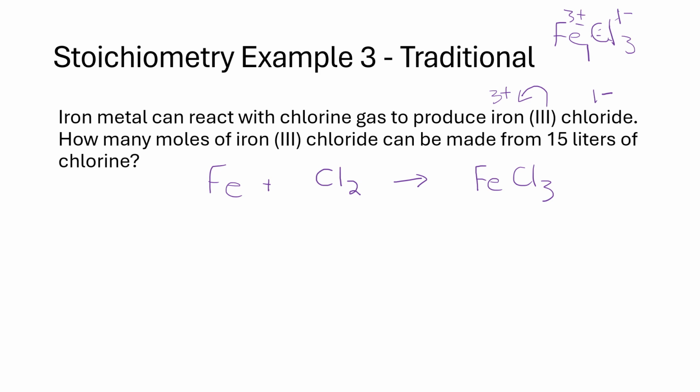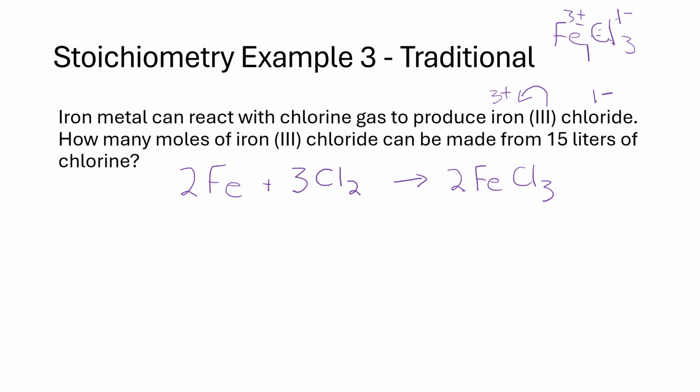To balance this, I've got that even-odd problem. I've got 2 chlorines on the left and 3 on the right. So their least common multiple would be 6. So I'm going to shoot for 6 on each side, which means I need a coefficient of 3 in front of chlorine and a coefficient of 2 in front of FeCl3. And that just messed up my irons. I now have 2 on the right and just 1 on the left. So I also need a coefficient of 2 in front of iron.